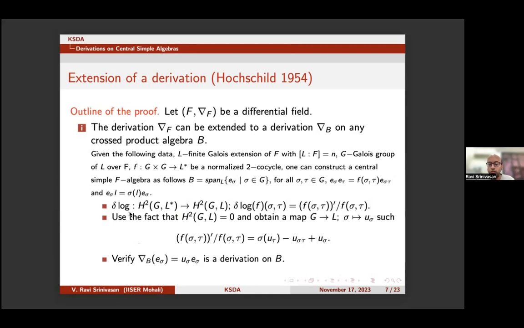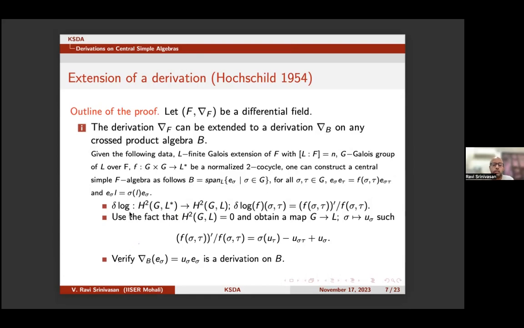And then you use this U sigma to define a derivation: nabla of E sigma is U sigma E sigma. You have this relation E sigma E tau is F sigma,tau E sigma tau. You apply the derivation and calculate, and there will be an expression. And then you will see that this expression holds only if the logarithmic derivative is given by this. This will just turn out to be the case when you do the calculation. So this is all required to show you can extend a derivation of the base field to any cross product algebra.